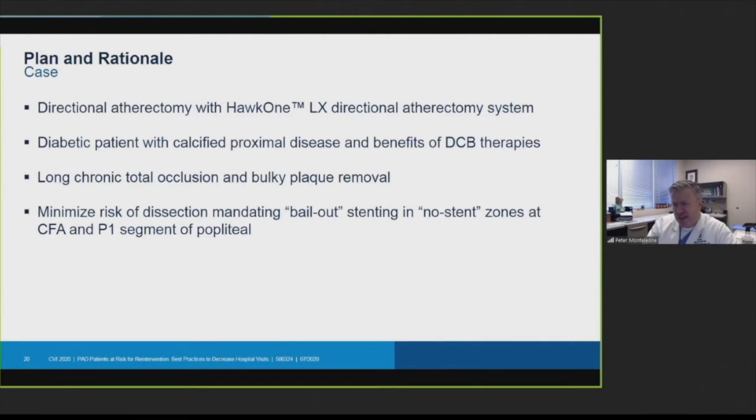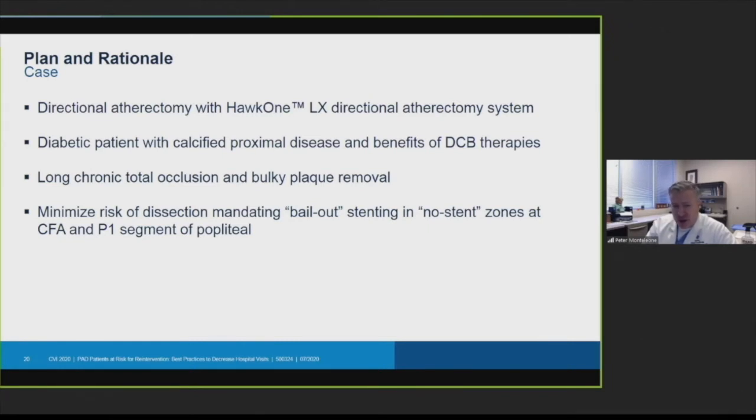With that in mind, we thought about what we would do in our patient. And so our decision was to use directional atherectomy. Not surprising in the context of this data, the HawkOne LX system allowed for application of these benefits to our diabetic patient with heavily calcified proximal disease. That also, when we think about operational integration of this technology, allowed us vessel preparation to allow for safe utilization of drug-coated balloon therapies.